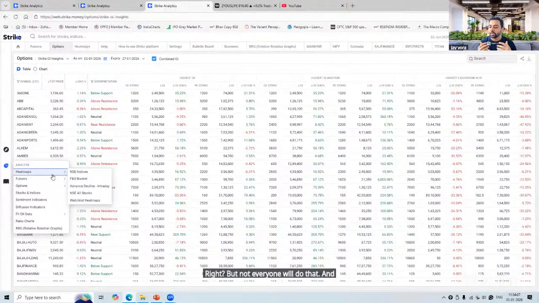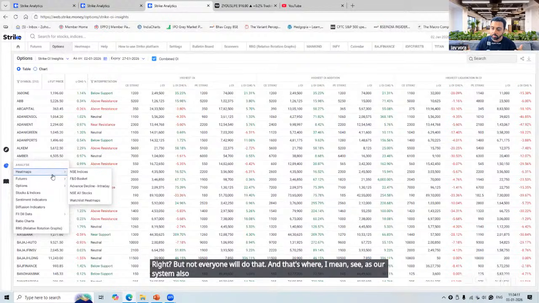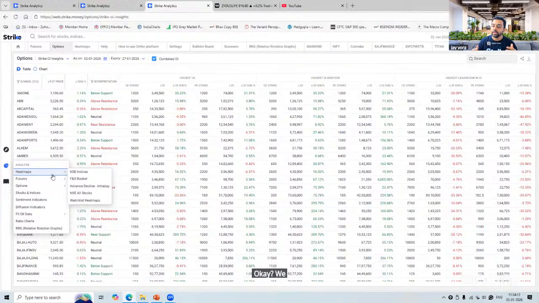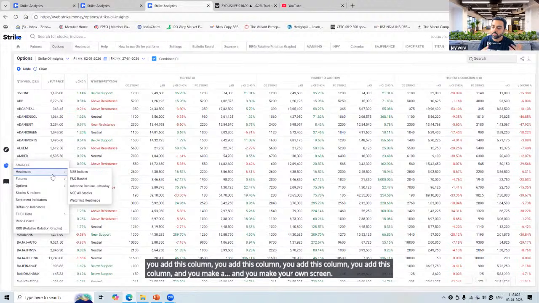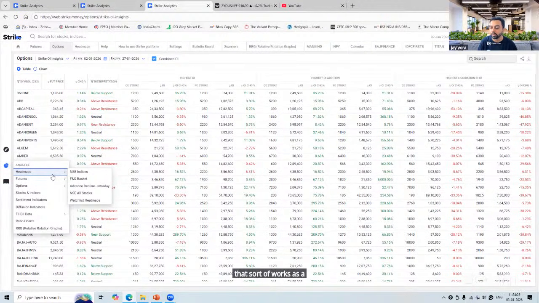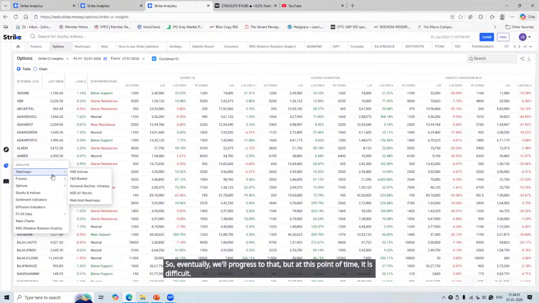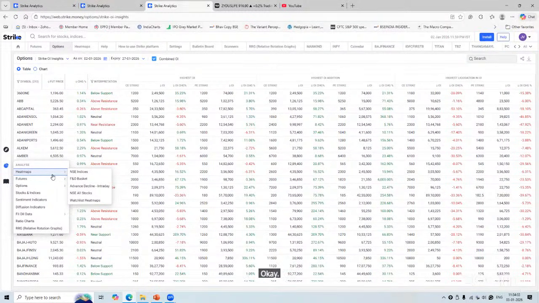As our system progresses, we want to make it eventually a DIY thing. You add this column, this column, this column, and you make your own screen, which works as a screener filter for you. Eventually we'll progress to that, but at this point of time it is difficult. For long-term investors, you can refer to our strike valuation setup.